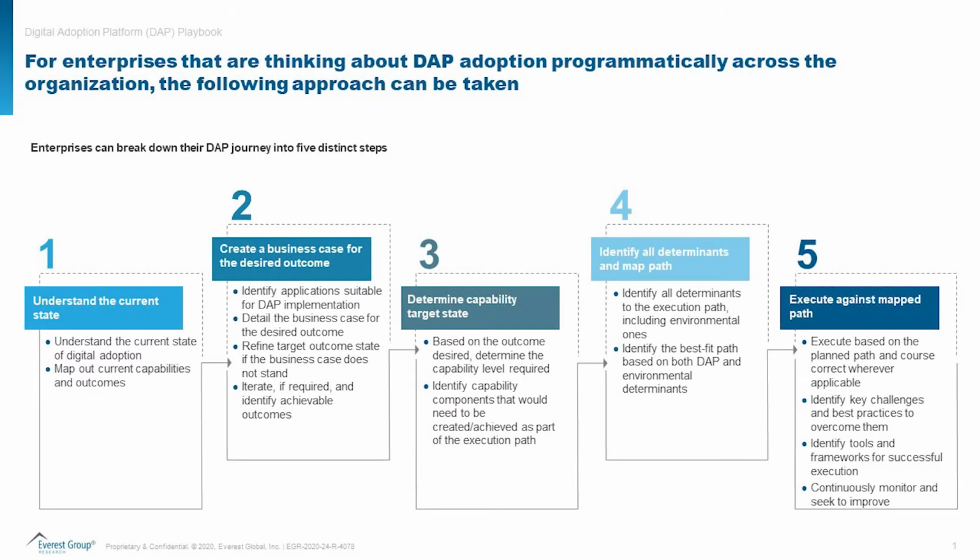There are five distinct steps to this journey, beginning with analyzing the current state of affairs in your organization with respect to DAP or your current maturity levels, then creating a business case for your desired end state with DAP. This covers multiple aspects, including selecting and prioritizing the right applications, processes, etc., for DAP overlay.